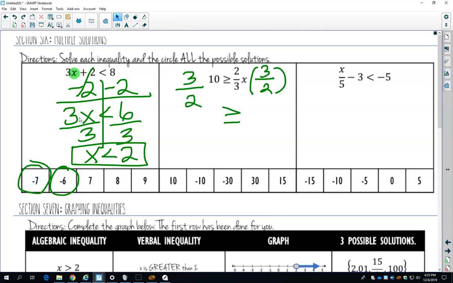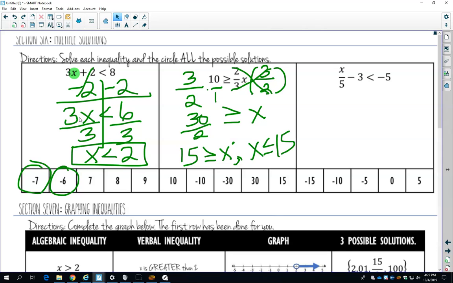So then the 2/3 cancels out, and we get x. And then on this side, we're multiplying 10 over 1 times 3 over 2. So that's going to be 30 divided by 2, and 30 divided by 2 is 15. If 15 is greater than or equal to x, that means that x is less than or equal to 15.